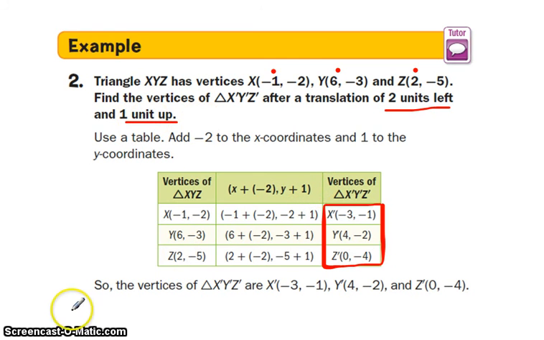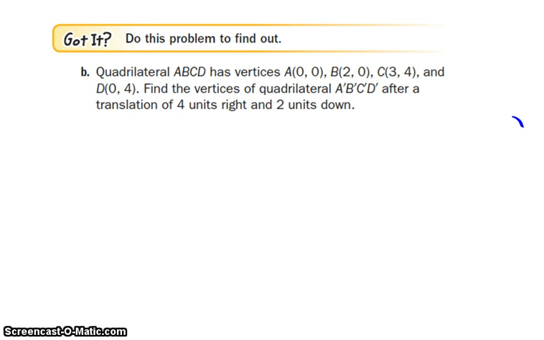Okay, so let's try one together here. Let's look at your got it problem. Quadrilateral ABCD has the vertices A, which is 0, 0, point B is 2 and 0, point C is 3 and 4, and point D is 0 and 4. Okay, find the vertices of the quadrilateral A prime, B prime, C prime, and D prime after a translation of 4 units to the right, 2 units down.